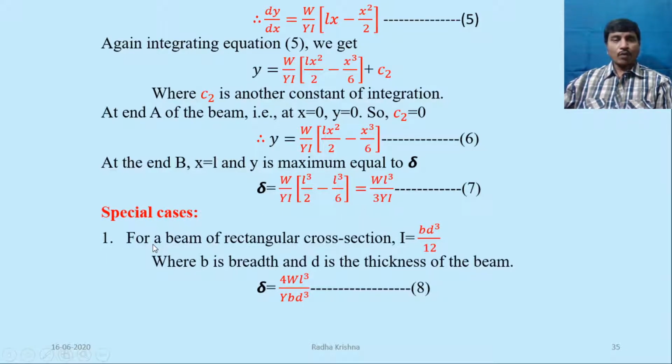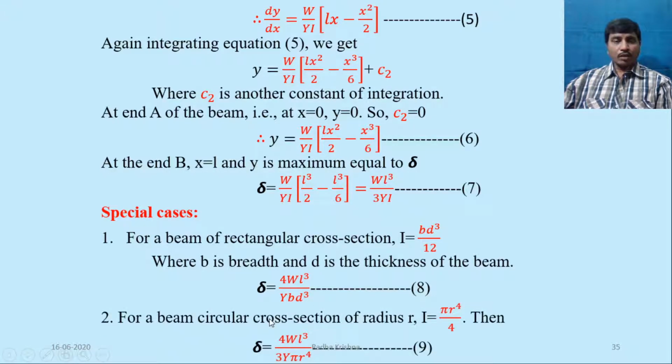Special cases. For a beam of rectangular cross section, the geometric moment of inertia I is equal to b d cube by 12, where b is the breadth and d is the thickness of the beam. Now the depression delta is equal to 4 W L cube by Y b d cube.